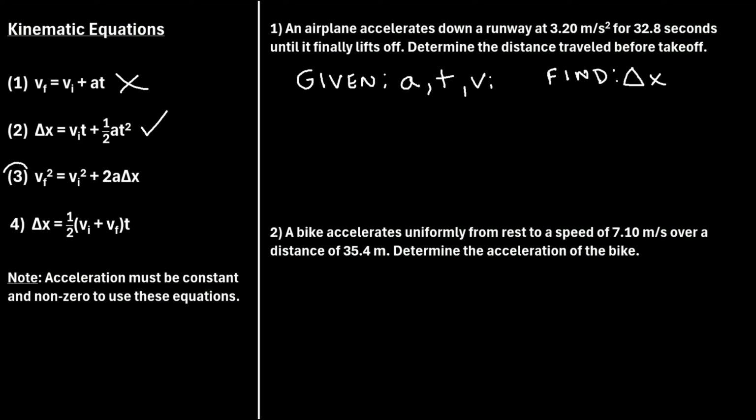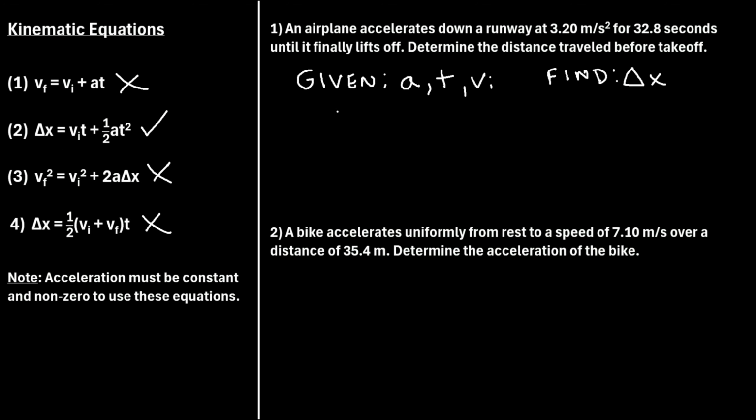And if we were to look at this third equation, we would notice it also involves the final velocity of the object, which we don't have, so we can't use that equation. And similarly, the fourth equation also involves the final velocity of the object, so we also can't use that one. So to solve this problem, we're going to use this second equation right here.